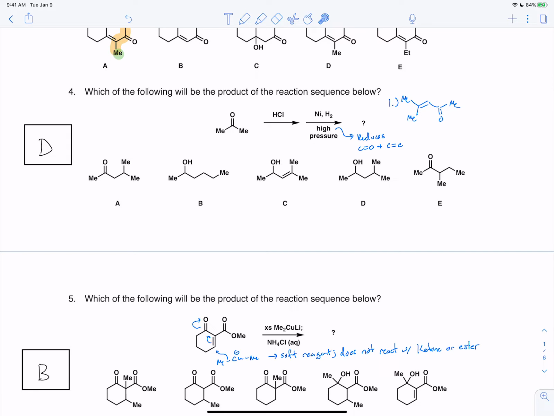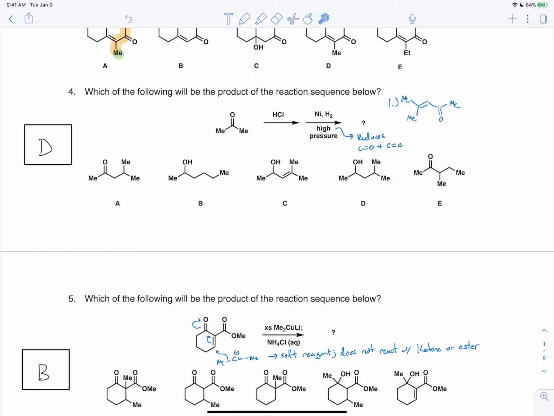Number 4 is a 2-step reaction sequence. So this is part of our Aldol Chemistry section. This is the exact example we had on the slides where we have acetone and HCl. This is an acid-catalyzed aldol reaction, and we'll make a fully dehydrated product shown here.